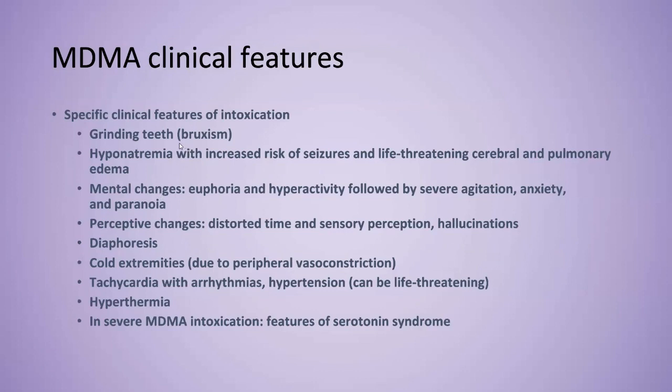Okay, so you have grinding of teeth, bruxism, you have hyponatremia with increased risk of seizure, life-threatening cerebral and pulmonary edema, perceptive changes, cold extremities, hyperthermia, and if it's severe, it can cause serotonin syndrome. So those are the features to remember. Hyponatremia and bruxism are extremely important too. And remember, it causes extreme hallucinations. Remember, in the question there is obviously a lot of overlap between drugs, but they will definitely give you one or two points that, if you remember, will definitely distinguish between them.